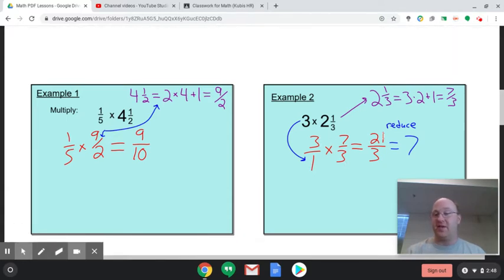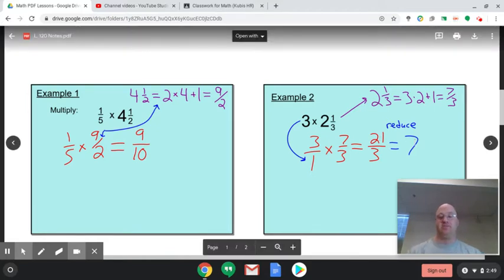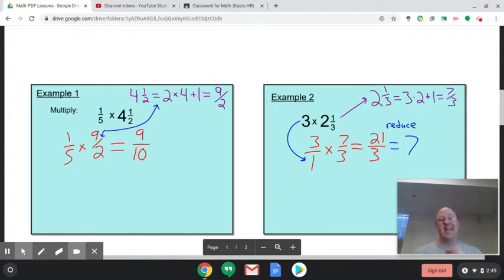So we have 3 times 7 gets us 21. 1 times 3 is 3. Now we have one of those improper fractions. We need to fix that. Hopefully you remember how to fix that. How many times will 3 go into 21? 7. Do we have any left over? Nope. If we don't have any left over, then we just leave it as a whole number. So 3 times 2 1/3 equals 7.